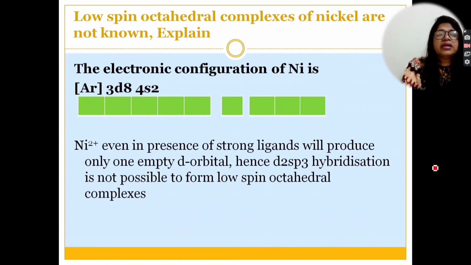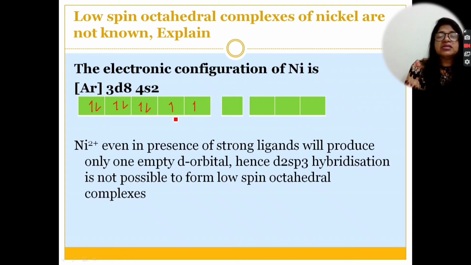Now we go to the next question. Low spin octahedral complexes of nickel are not known. What is low spin? Low spin means the number of unpaired electrons will be less. That is the meaning of low spin. You can see the electronic configuration of nickel is 3d8 4s2. Nickel can have an oxidation state of either 0 or +2. If you remove 2 electrons from 4s, then you have 3d8.